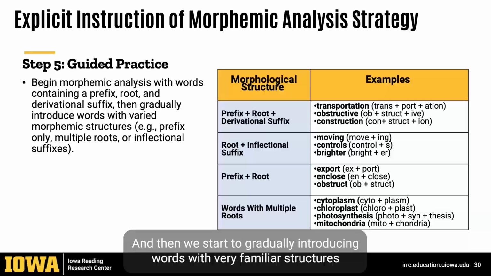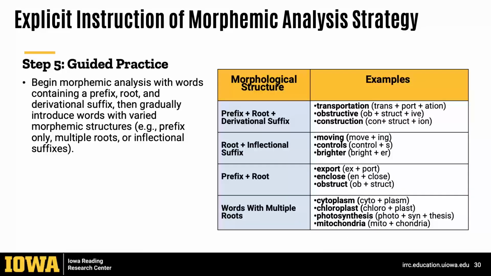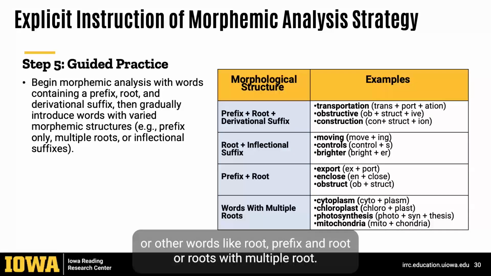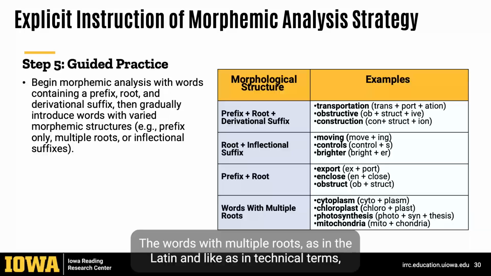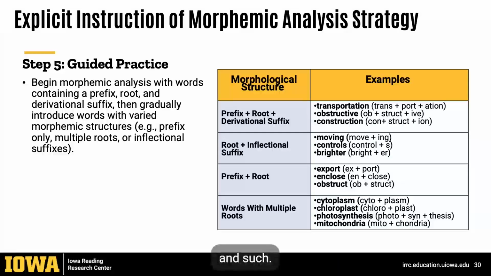And then we gradually introduce words with varied morphemic structures, like roots with inflectional suffixes, as in moving, controls, brighter, or prefix and root words, or words with multiple roots, as in Latin and technical or scientific terms, as in cytoplasm, chloroplast, and such.